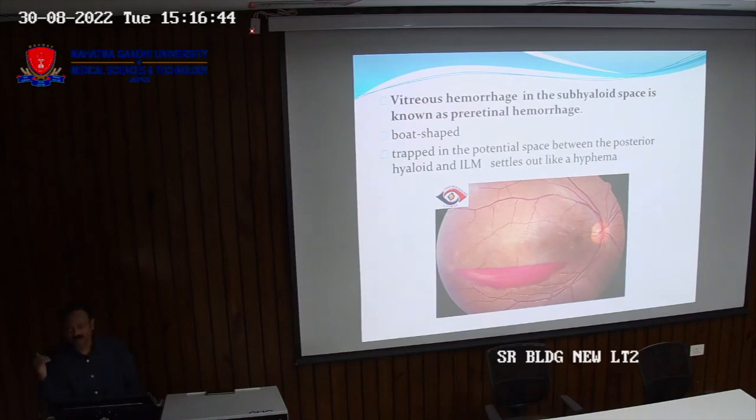Once it comes into the vitreous gel or the vitreous proper, a reaction takes place in the vitreous and the blood starts either organizing or proliferation occurs. So the three characteristics of subhyaloid hemorrhage are: first, usually it is a blunt boat shape. Second, it moves with the position of the eye. And third, it remains in liquid or non-clotted form for a longer duration.